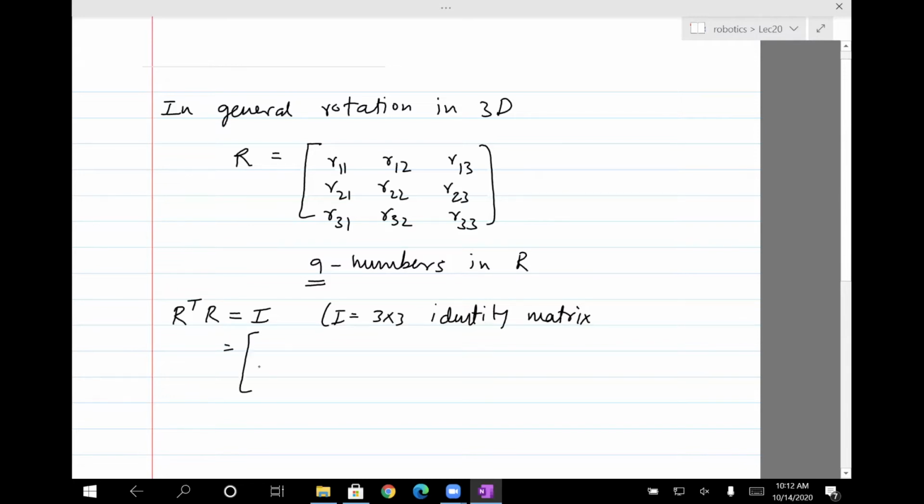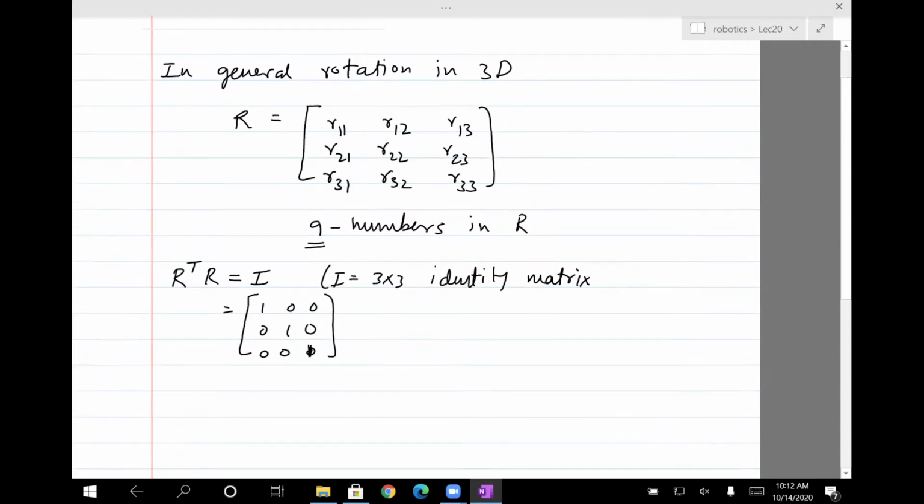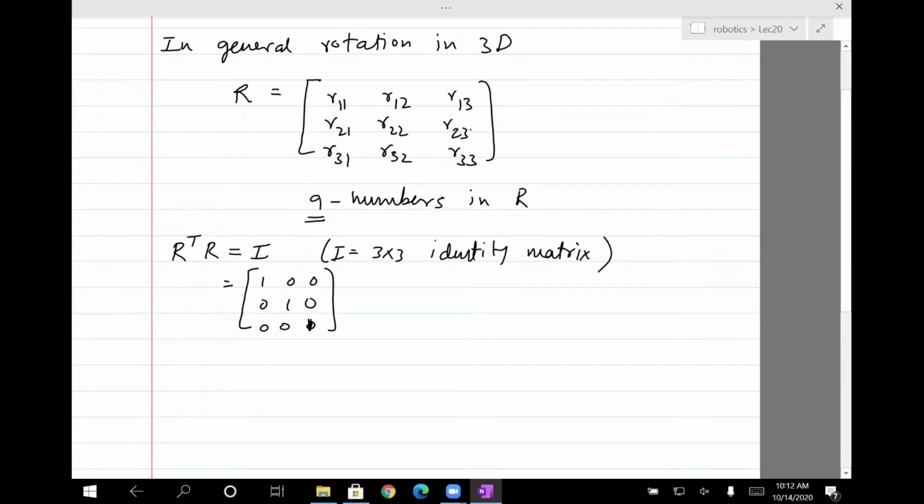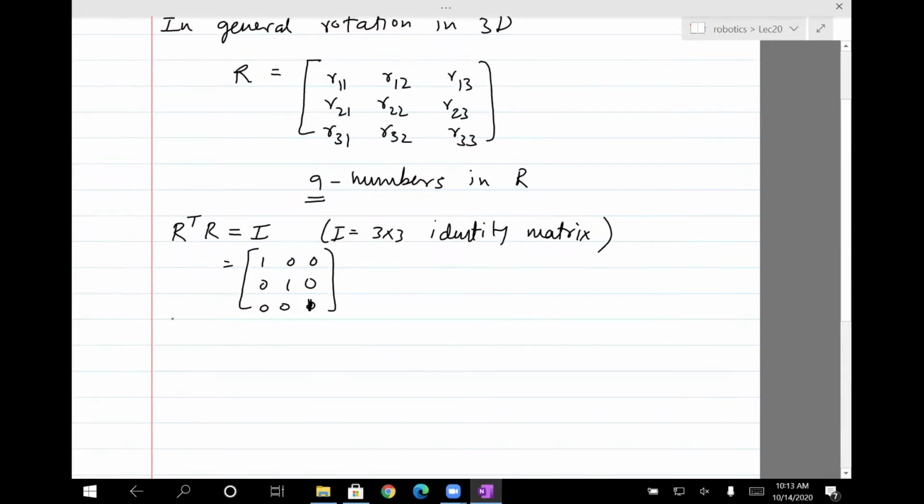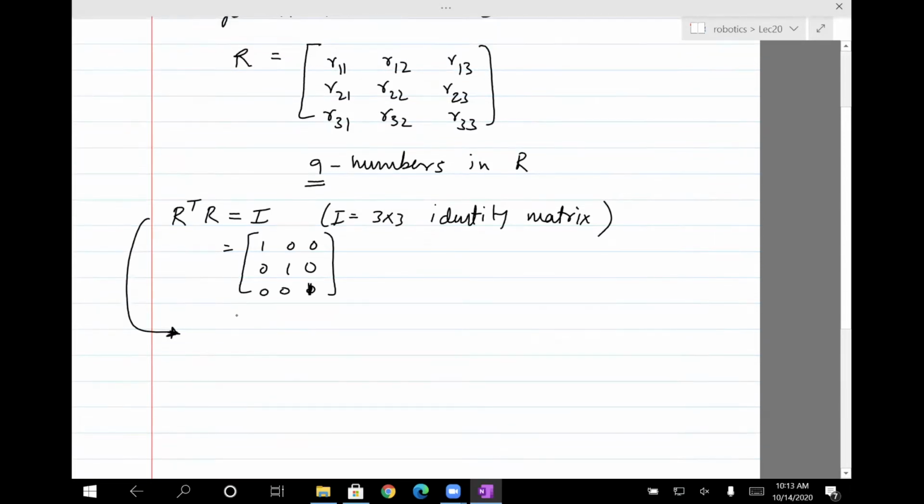Or in other words, this will be 1, 0, 0, 0, 1, 0, 0, 0, 0, 0, 1. So because of this particular property of a rotation matrix, these numbers r's which I wrote down are constrained in a specific way. A consequence of this is that you'll have r_i1 squared equals 1, where i equals 1, 2, 3.